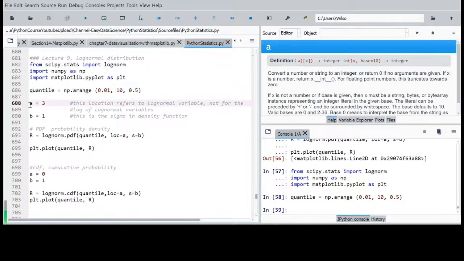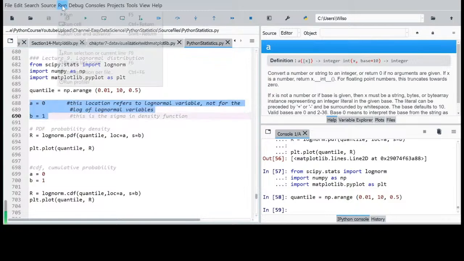So we set a equals, for example, 0. Here, a is 0, b is 1. Which means this location parameter refers to the log normal variable. This is what we finally want to be interested in, not the log of the log normal variable here. So this is the mean for the log normal variable. We set it to 0 and sigma set to 1. This is the sigma in the density function, or sigma is the sigma of the log normal variable. So be careful of this parameter.